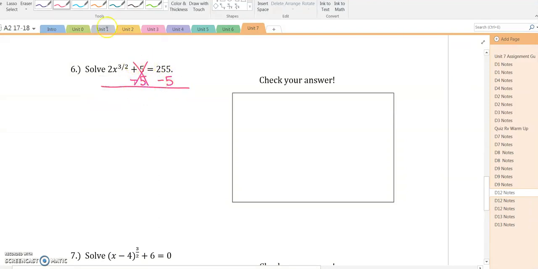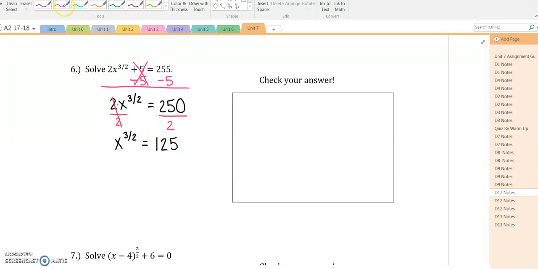And there's no parentheses here. So that means I don't have to worry about the fake addition and subtraction that we actually save for the end, because that's only when it's inside parentheses. Alright, and then I'm going to get rid of this multiplication here by dividing. So x to the 3/2, and that's going to be 125.